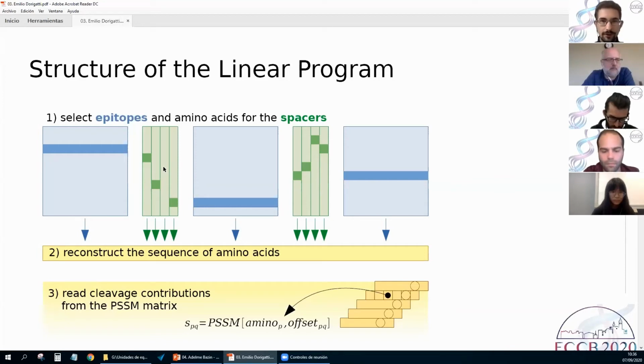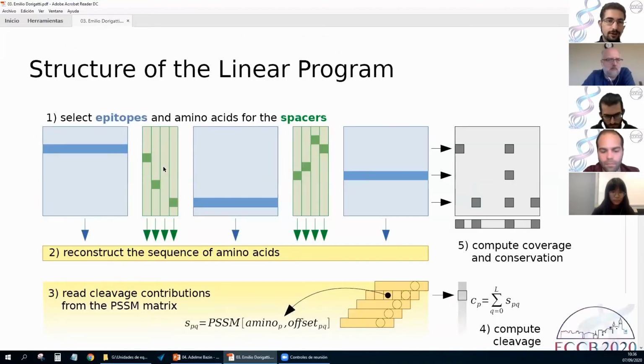Once we have these cleavage contributions, we can sum them to obtain the final cleavage score for every position. And given our choice of epitopes, we can finally compute the antigen coverage and the epitope conservation. And these quantities computed in steps 4 and 5 will be the quantities that are constrained in the linear program.